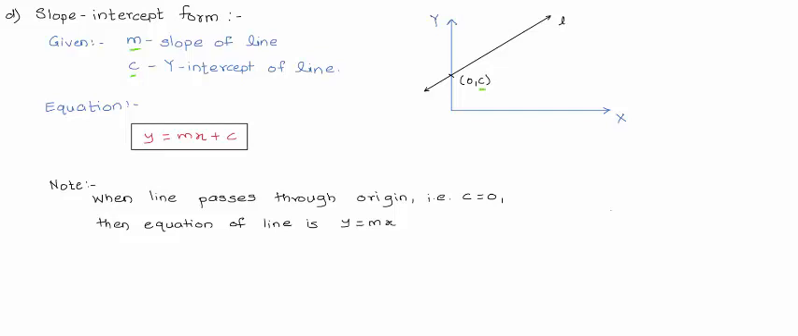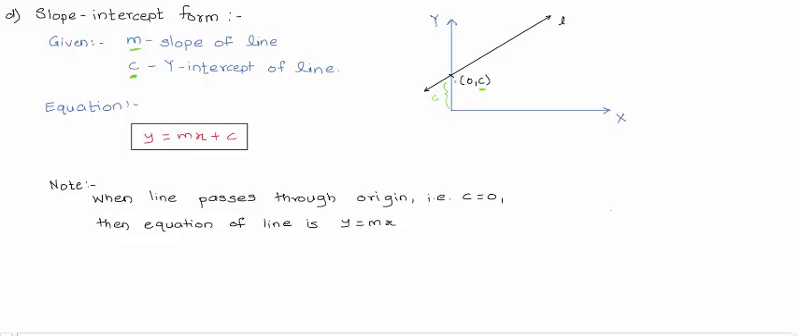The next form is slope intercept form. In slope intercept form, we require slope of line m and y intercept of line c. Now what is y intercept? It is the y coordinate of point where line cuts y-axis. Okay, let's understand this. Consider this line L. It is cutting y-axis at some point (0, c). This c point is called as y-intercept. So you may also say that this is c.